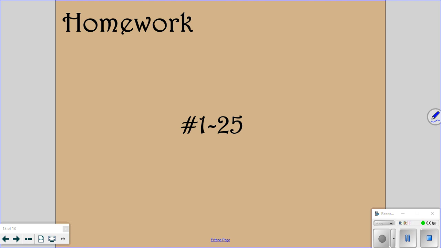Now number 3 says use the definition of the derivative. So for that one, you're going to need to work it out completely. You can check your answer with the formula that we've been using today, but for that one you need to make sure to work it out.